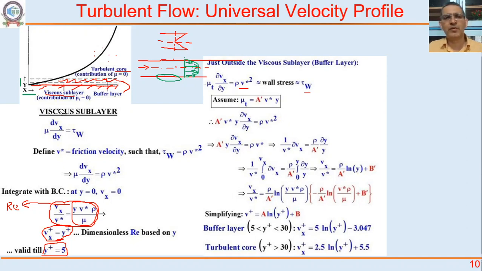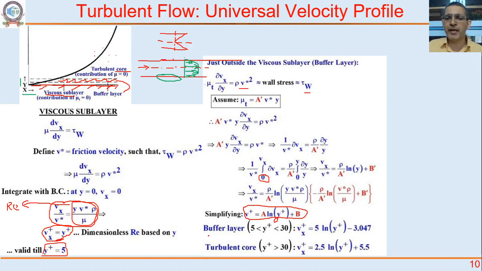Integrate from 0. At the edge of the viscous sublayer, velocity is still very small. It is almost 0. The lower side of the integral is still almost 0. Vx by v star is rho by a, ln y plus some constant. So the velocity profile, if we make it dimensionless with respect to y plus and v plus, is given as v plus is equal to a log y plus b, some constants.